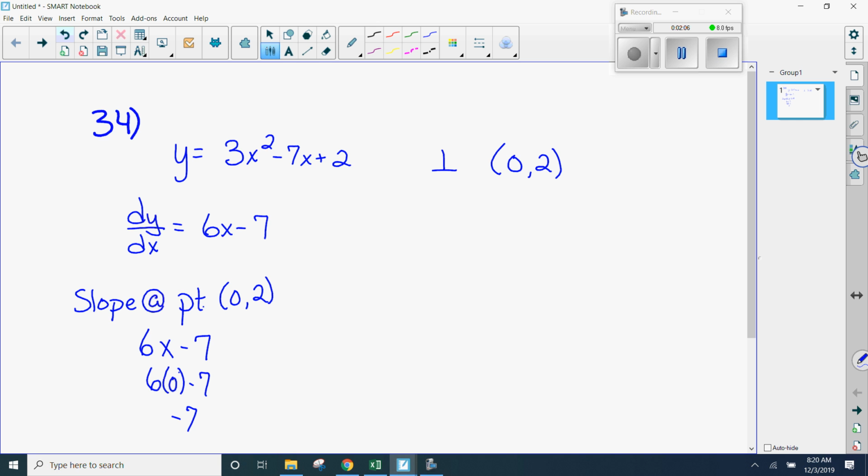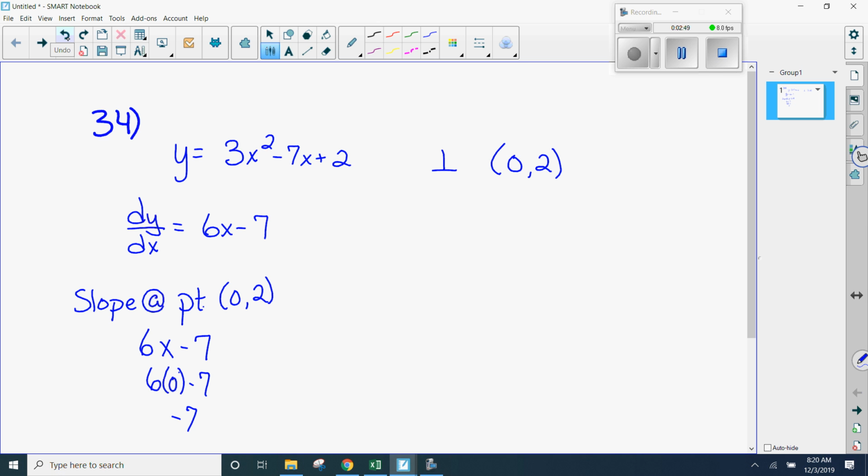Now, what about a perpendicular line? What do you know about the slope of that? Because in parentheses, it says you should be able to decide what the phrase perpendicular to a curve means. What do you know about the slope of perpendicular lines? Yep, they're the negative reciprocals.